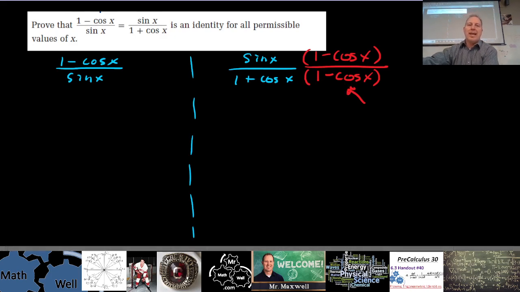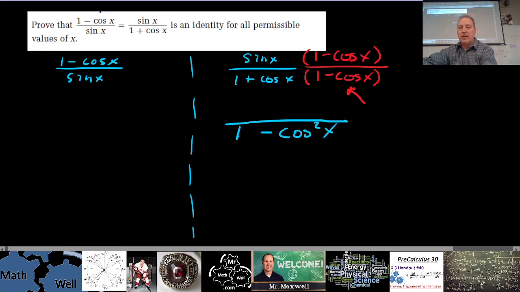Now when we do that, it looks like, why would you do that? But watch this. On the bottom, I get 1 minus cos squared x, because it's a difference of squares. This is the factored form of a difference of squares. So when you multiply it out in the bottom, you get 1 minus cos squared x.